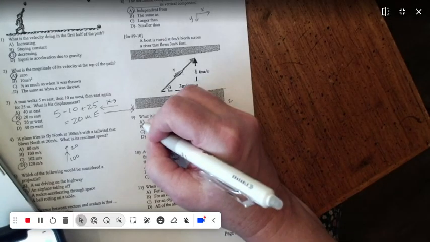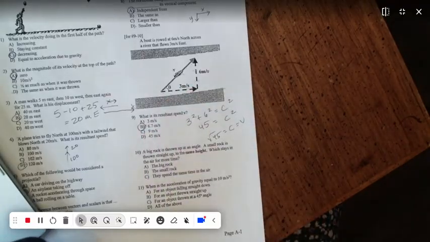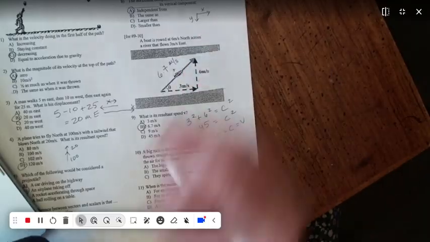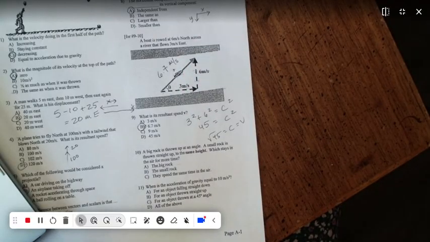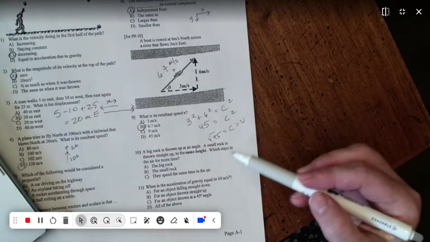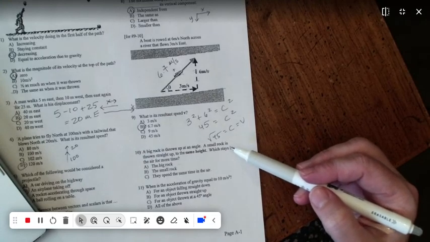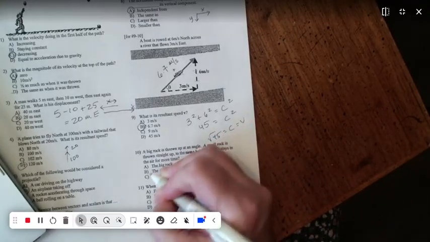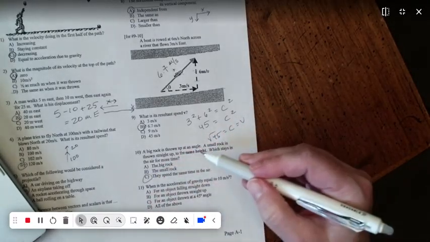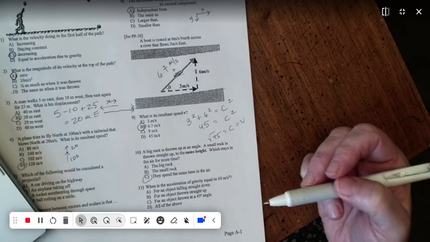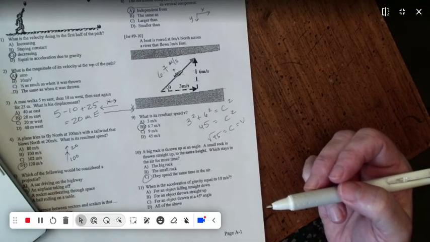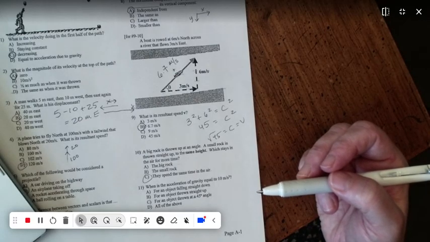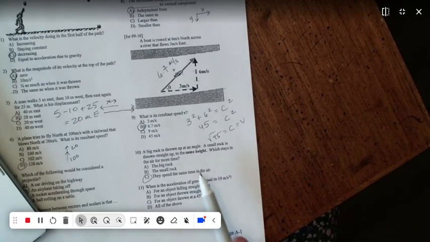6.7, so 6.7 meters per second would be this value. All right. A big rock is thrown up at an angle, a small rock is thrown straight up to the same height. Which stays in the air for more time? Again, they're going to spend the same amount of time in the air because they're thrown to the same height. Which sounds goofy, but time in the air depends on your height when you're in free fall.